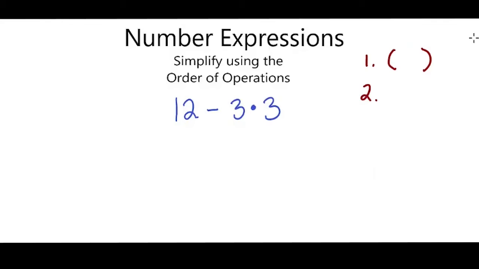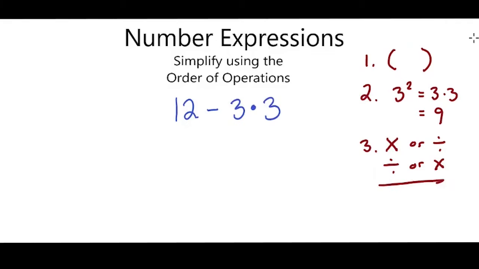Secondly, we will do anything that is an exponent. For instance, 3 to the second power, which is 3 times 3, so that would be 9. Next, we will do multiplying or dividing, whichever comes first, going from left to right. Last, we will do addition or subtraction, whichever you run into first, going from left to right.